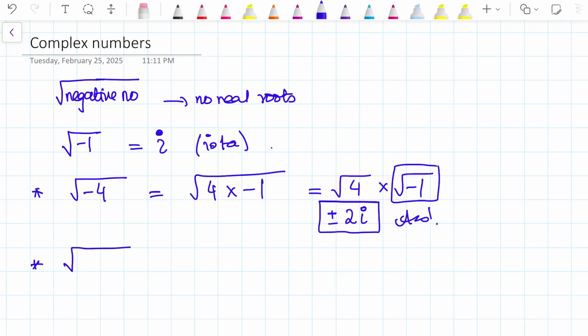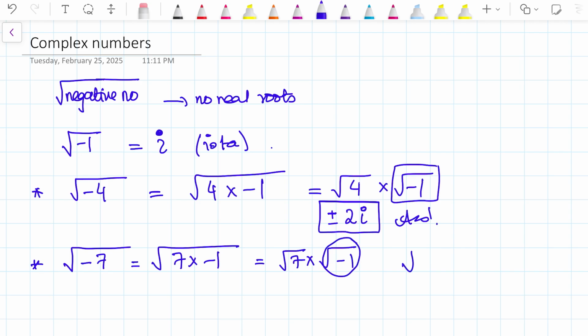Let's take another example. Square root of minus 7. Square root 7 into minus 1 becomes root 7 into root minus 1. This is iota. That's going to be my answer.